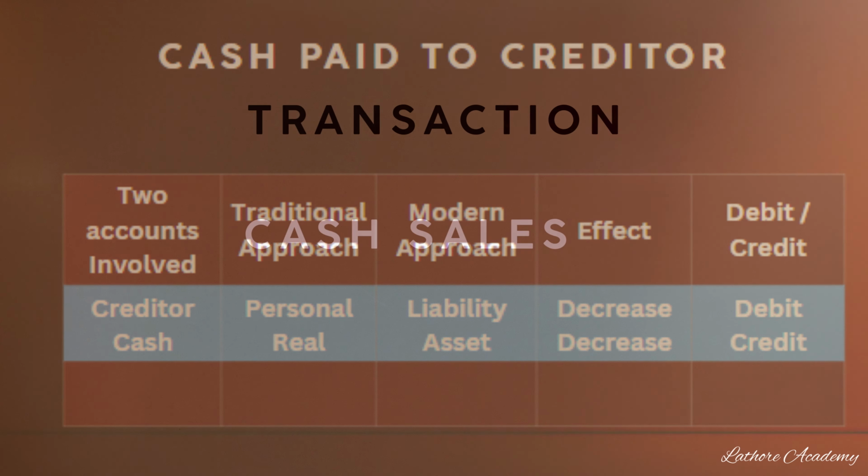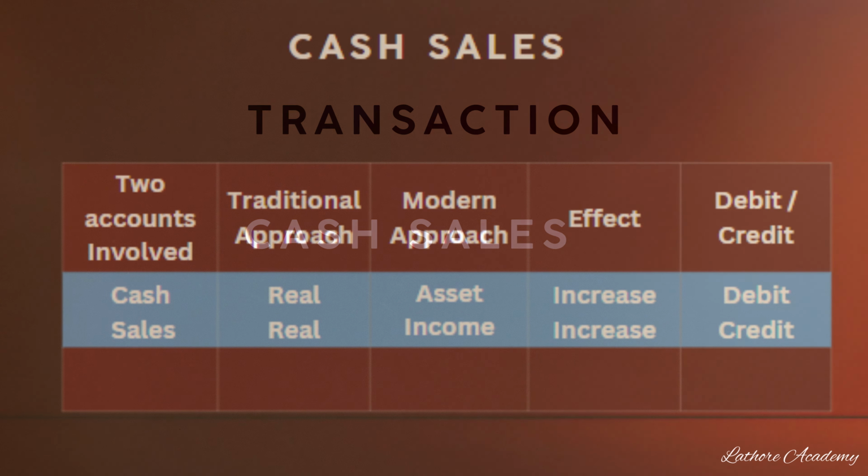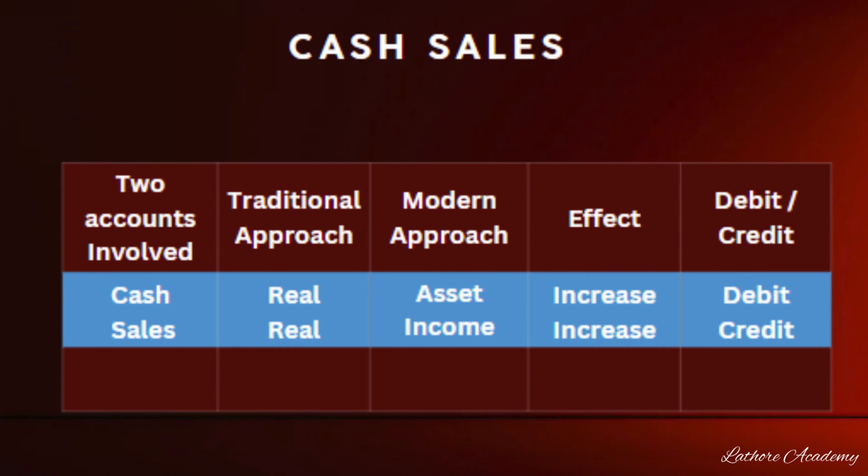Next, cash sales. The two accounts involved here are cash and sales. The cash comes into the business and sales means income increases. So as per traditional approach, cash is a real account, sales is a nominal account. Whereas modern approach, cash is an asset, whereas sales is an income.